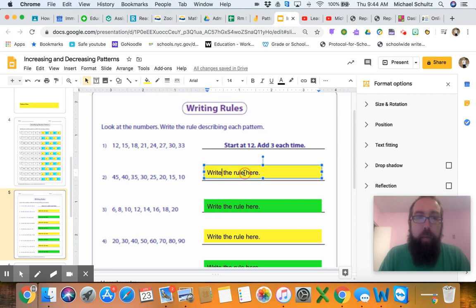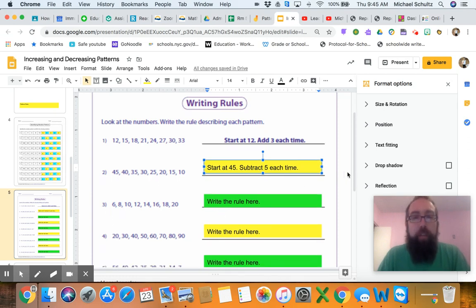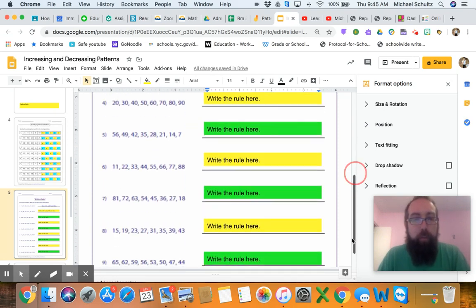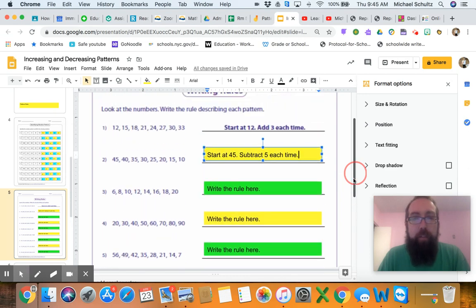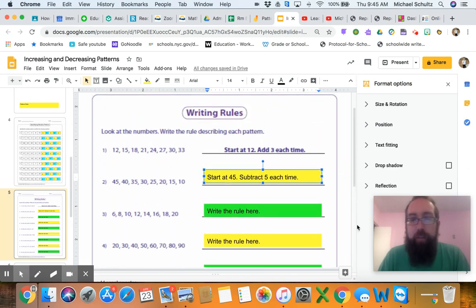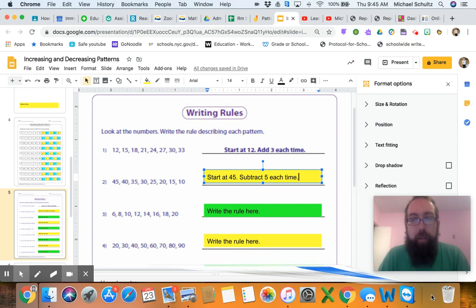And so again, we go into our text box. We would write in our rule that says start at 45, subtract 5 each time. There you go. I even gave you the answer for that one now. So you'd fill out all of these boxes in here before you submit. So you've got just those 2 sheets in this section. And again, if you have any questions, make sure you ask. Thank you.